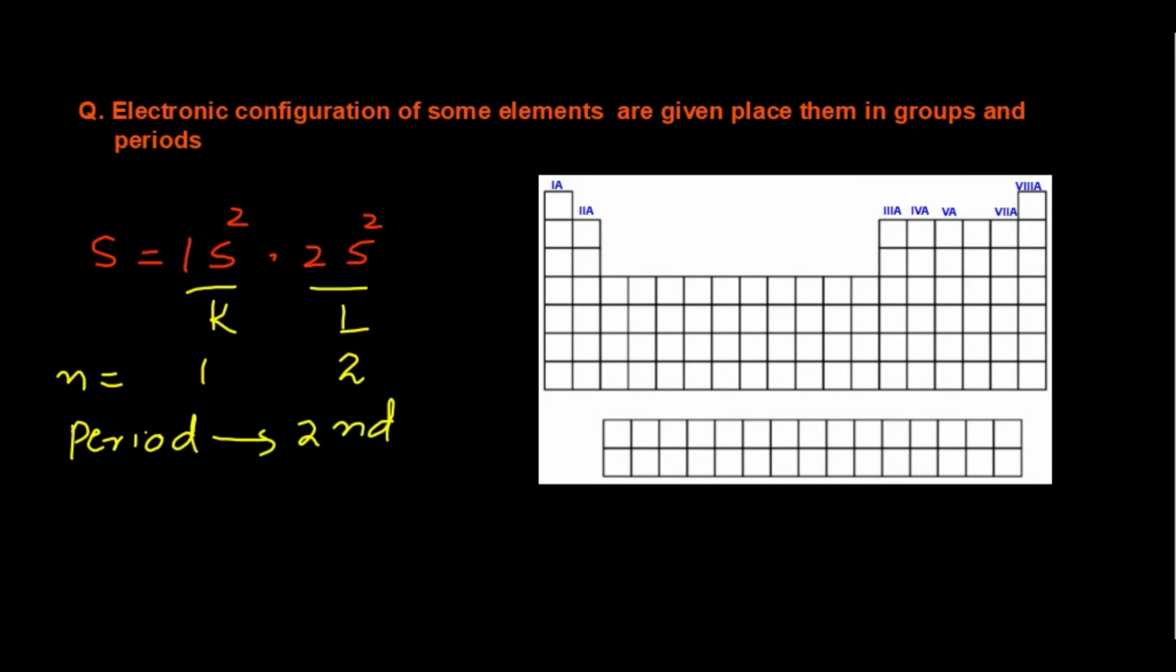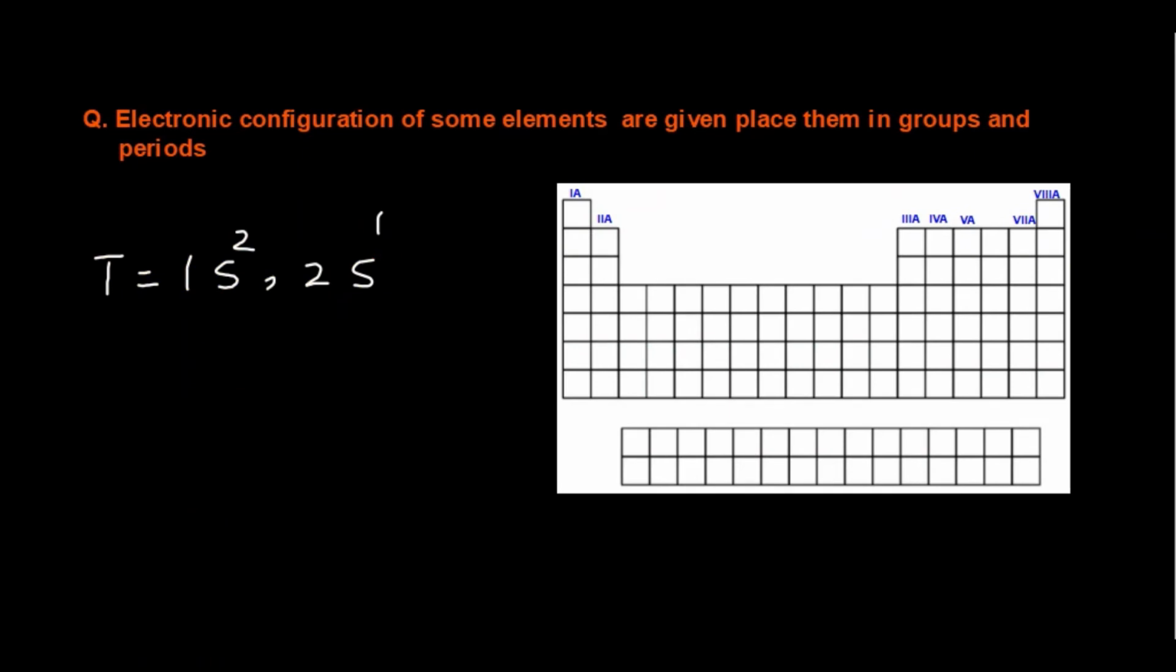Now group: how many electrons are present in the valence shell? L is the valence shell. There are 2 electrons. So that's why this element belongs to group 2A. What is the position of this element in the periodic table? This element is present in the second period and it belongs to group 2A of the periodic table. We know this is the first period and this is the second period. Second period, this is group 2A. So here we will write S in the periodic table. This is the position of S in the periodic table. I hope this is clear.